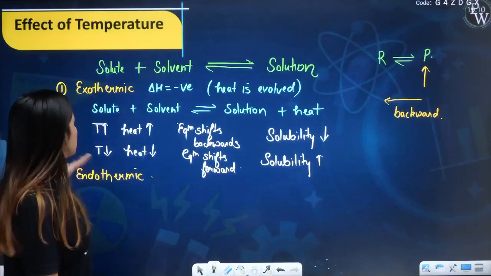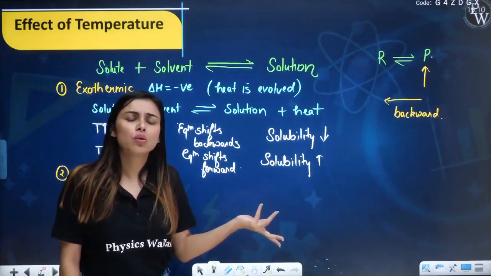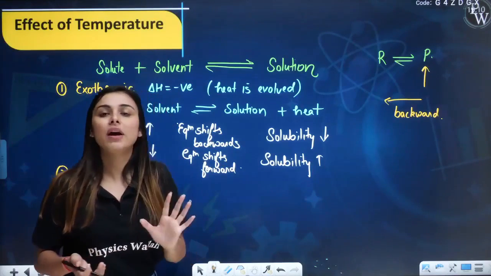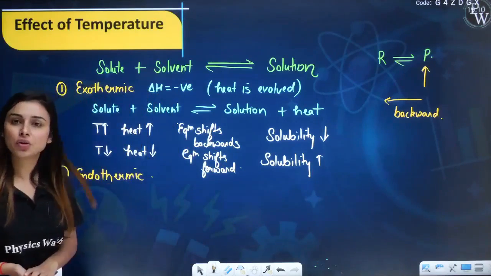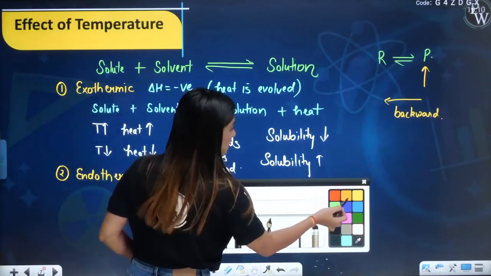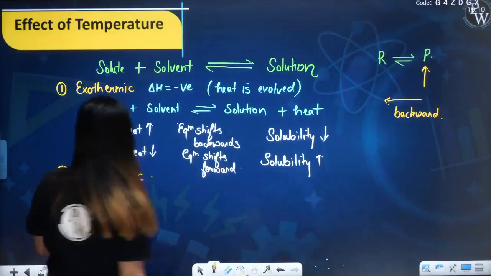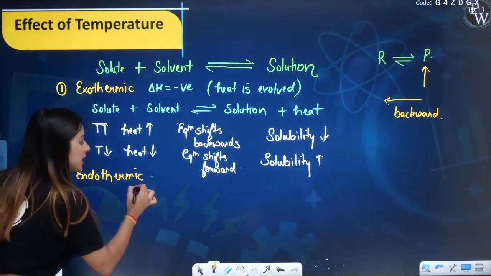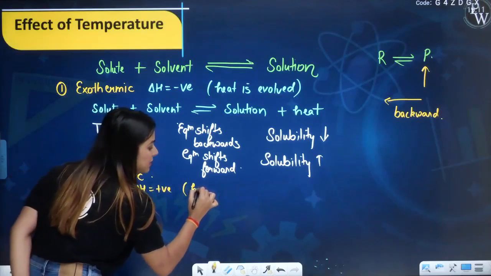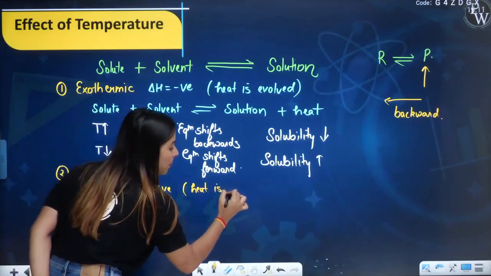Yes. So this is very easy. You don't need to memorize it, right? Yes, you can understand this concept. If you've understood this concept, now let's start for endothermic, right? For endothermic, my dear students, what happens is, for endothermic reactions, delta H is always positive, and here heat is absorbed.